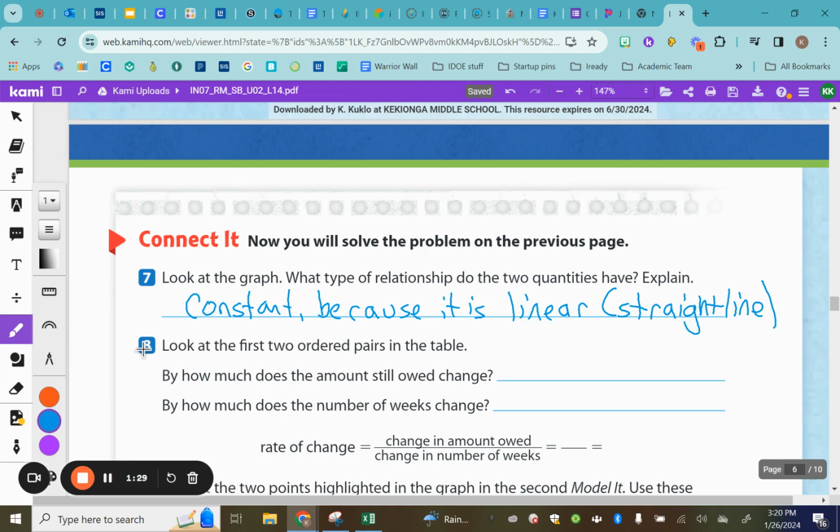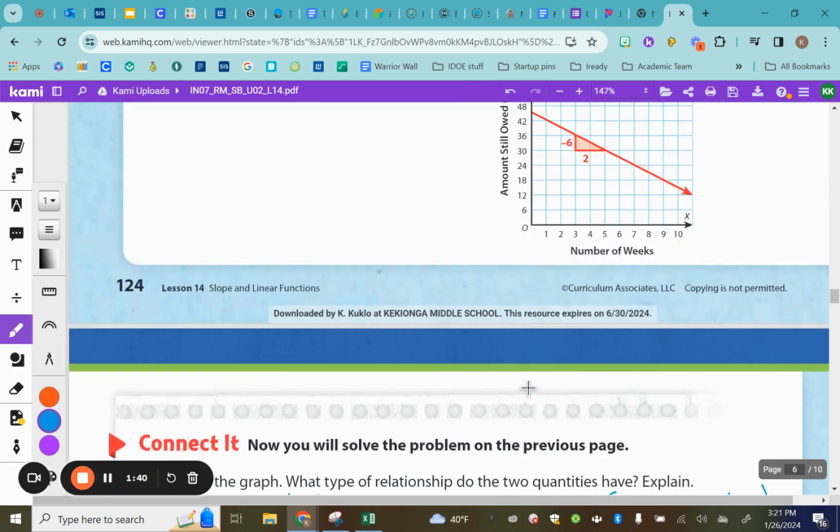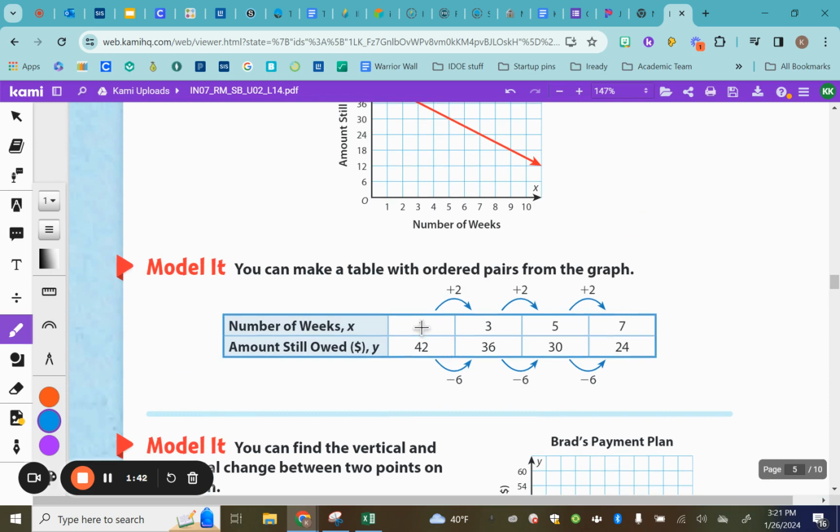So part 8 says, look at the first 2 ordered pairs on the table. By how much does the amount still owed change? By how much does the number of weeks change? So if I look back at my table, we're looking from the first point. It went from 1 to 2. So the number of weeks increased by 2, but the amount he still owed decreased by 6.